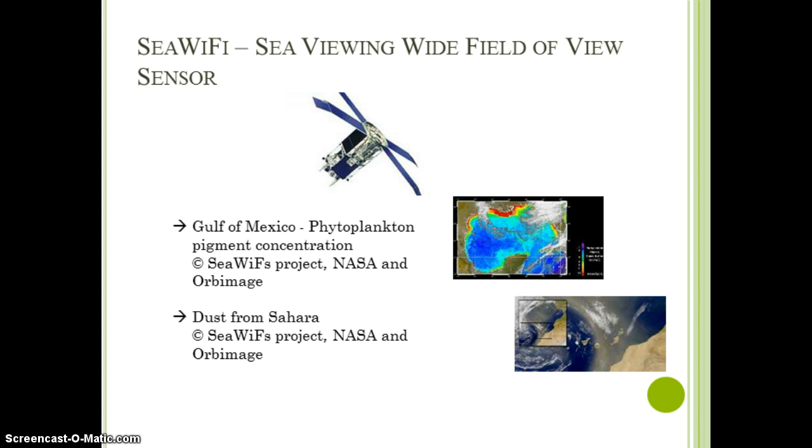OrbView-2, also called SeaStar, carries NASA's SeaWiFS sensor, or the Sea-viewing Wide Field-of-view Sensor, which was developed to study total chlorophyll content and eutrophication of the oceans. SeaWiFS also collects remotely sensed data used to calculate the Normalized Difference Vegetation Index, NDVI. It flies in a sun-synchronous polar orbit with a 99-minute period of revolution and 1-day revisit time.